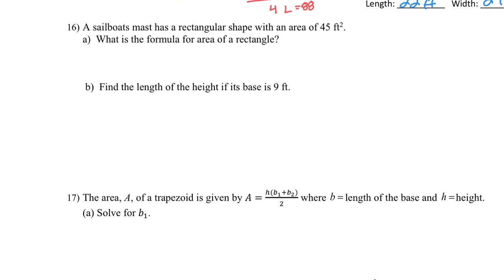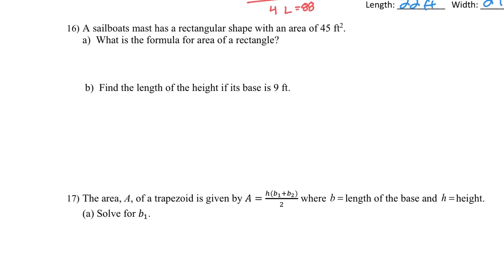All right, let's take a look at 16. It says a sailboat mast has a rectangular shape with an area of 45 square feet. Rectangular shape, area of 45 square feet. So we're going to draw a picture of a rectangle. And we know the area equals 45. And area of a rectangle is normally length times width.